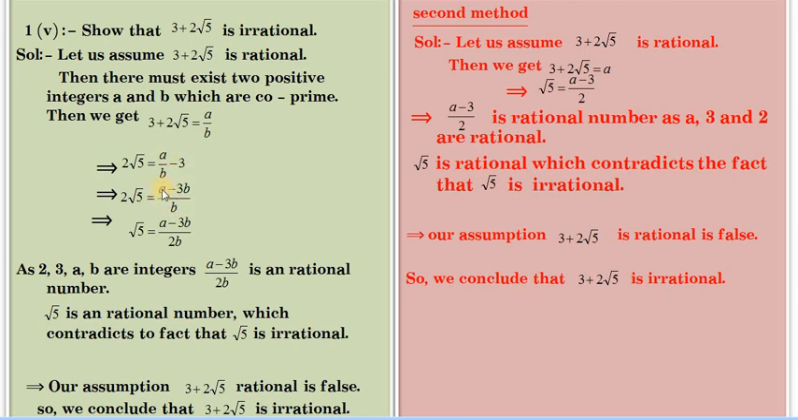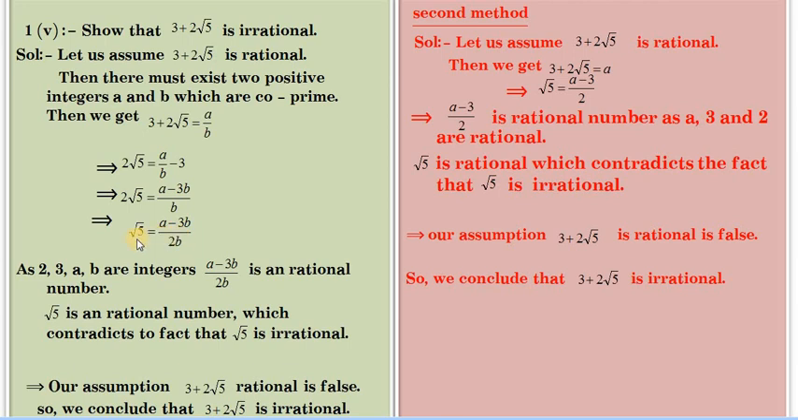After simplification, we get this. Now we transfer this 2 to the right side. As it is multiplying, when you transfer it to the right side, it comes to the denominator. That means root 5 is equal to a minus 3b by 2b. Now here a is an integer, b is an integer, 3 is an integer and 2 is an integer. So the resultant term formed by integers will be a fraction, that is a rational number. So a minus 3b by 2b is a rational number.